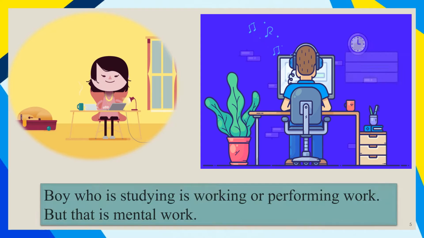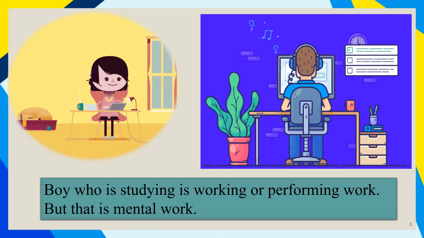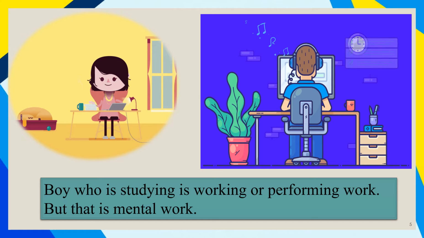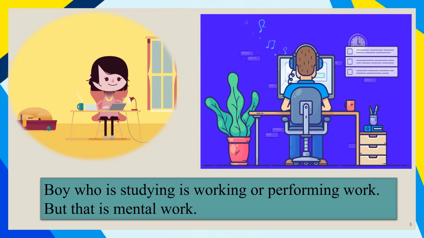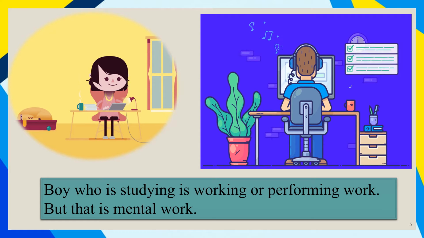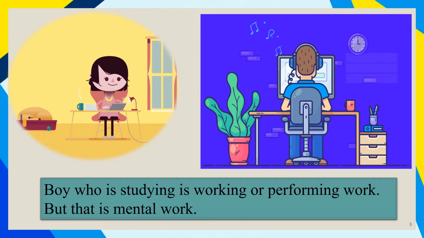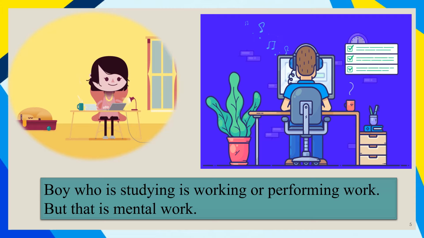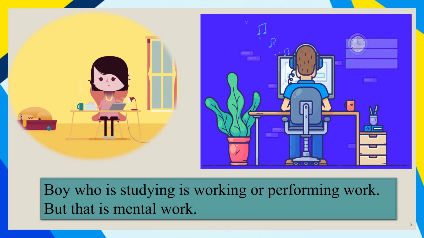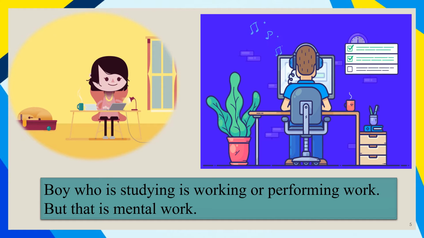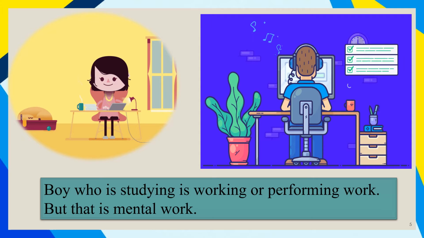So such things are nothing but mental work. The boy who is studying is performing mental work, and he is not doing any physical work. In physics this kind of work is not considered any work because there is no movement happening. Okay, so when there is no movement happening, we say that no work is done. Movement means if the body has to move from one place to the other, you need to apply some force on your body in order to move from one place to the other. That means displacement has to occur in order to perform physical work.